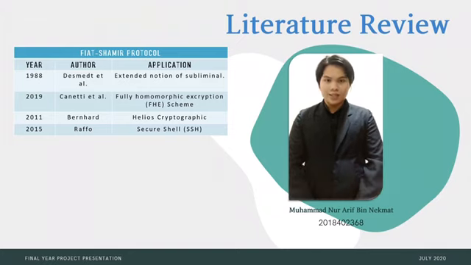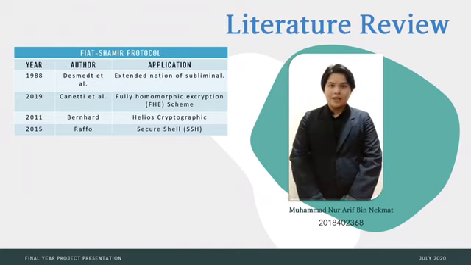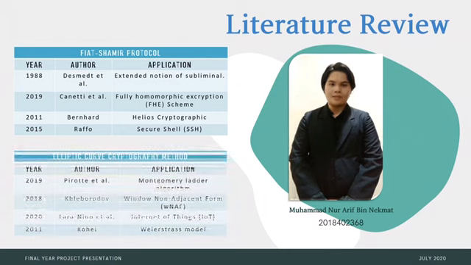In previous study of Fiat-Shamir protocol, the math using an extended notation supplemental channel are discussed. Next, in 2019, Ron Canete constructed a non-interactive zero-knowledge argument from fully homomorphic encryption (FHE) scheme. In 2011, the article of David Bernhard showed the use of weak Fiat-Shamir transformation in Helios cryptographic voting system. Lastly, researcher Rafo discussed that Fiat-Shamir is identical to the original authentication protocol SSH that used RSA.